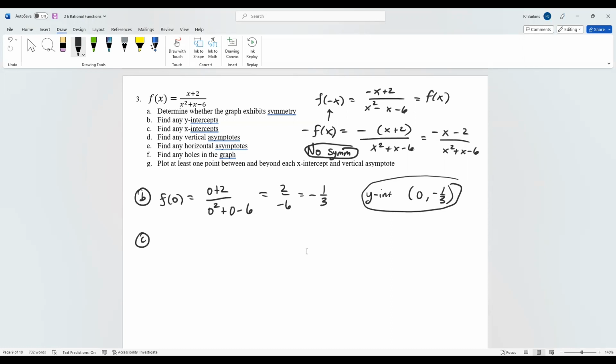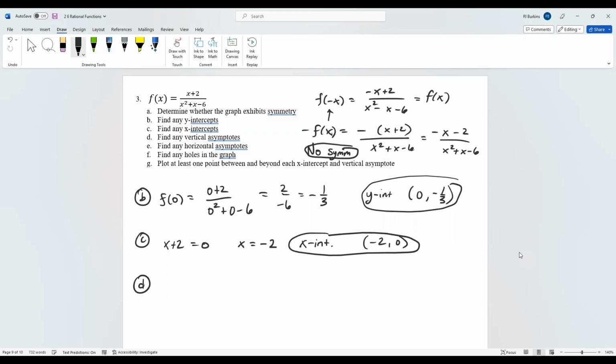So to find those, we need to find where y is 0. And that means we need to set the numerator equal to 0. So x plus 2 equals 0. Move the 2 to the other side, and we get x equals negative 2. So this is going to give us our x-intercept, and that's going to be the point (-2, 0). All right, we've got a decent amount of information so far.